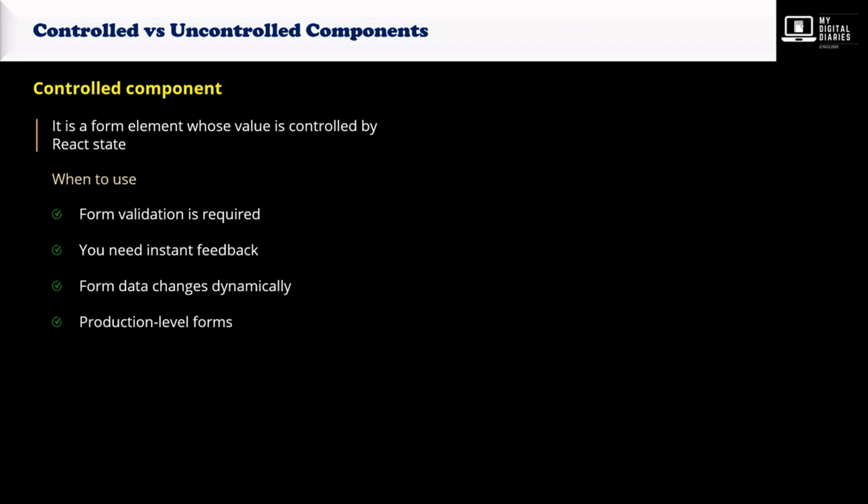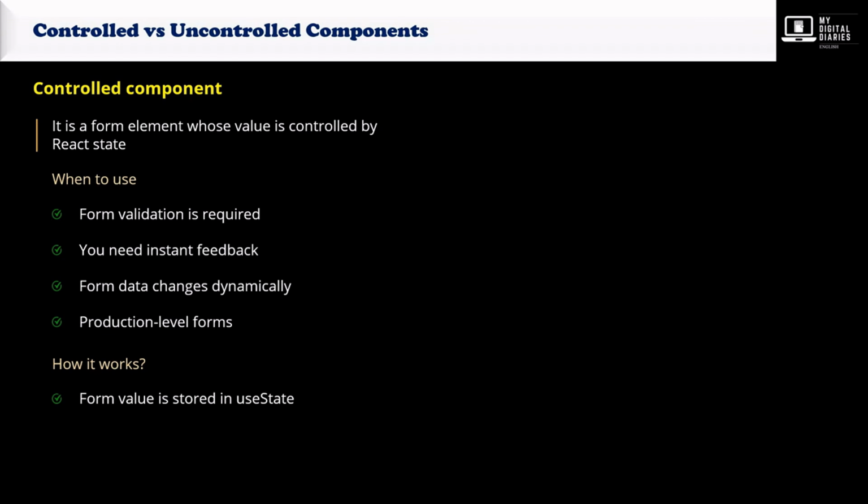You should use a controlled component when form validation is required, for example, checking email format or password length. You can use it when you need instant feedback, like showing an error message while typing. If form data changes dynamically based on user input, you should prefer a controlled component. If you are building a production-level form such as a login, sign up or checkout form, then a controlled component is the best choice. Now let's understand how controlled components work.